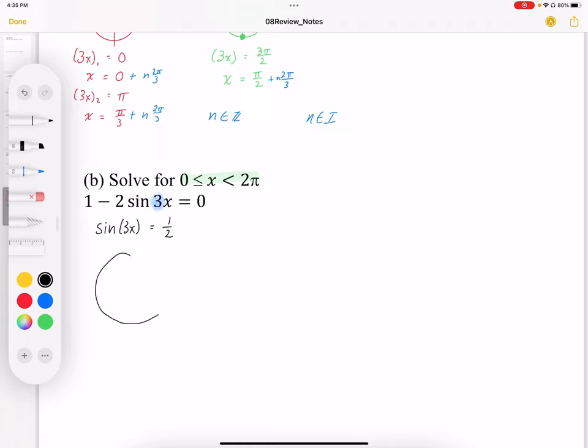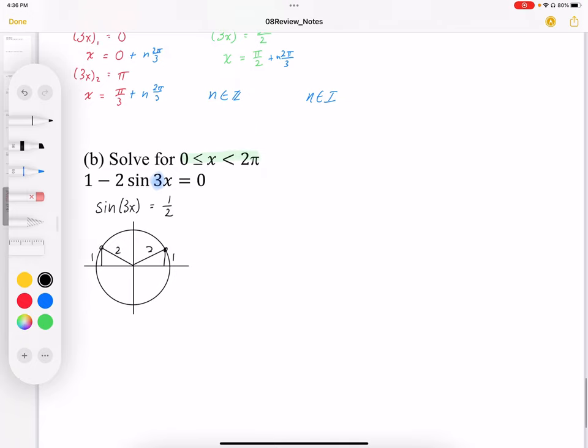I need to undo the sine now. I don't need to worry about the times 3 yet. I need to worry about undoing the sine using the ratio 1/2. So sine is equal to 1/2 in quadrant 1 and also in quadrant 2. Okay, so those are my two positions I'm going to solve for. That's my theta 1, theta 2.